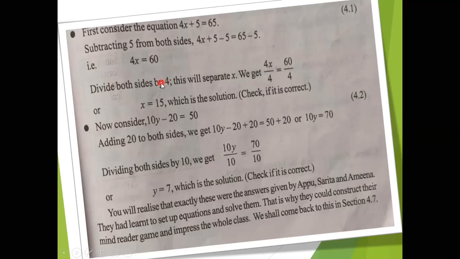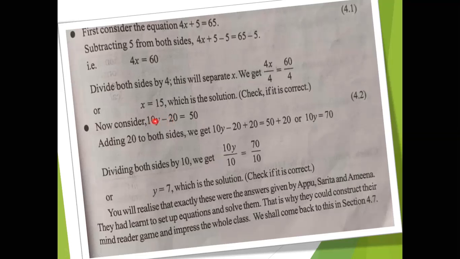Now what should you do? You should find the x value. So divide both the sides by 4. This will separate x. So 4x by 4 equals 60 by 4. The 4 will get cancelled, then x remains, and 4 fifteens are 60. So you will get the x value as 15. Now this x value you have to substitute in this equation. 4 into 15 equals 60. 4 fifteens are 60. So 60 equals 60. So LHS equals RHS.